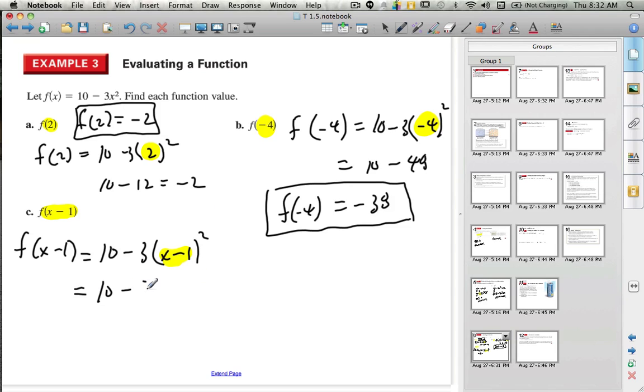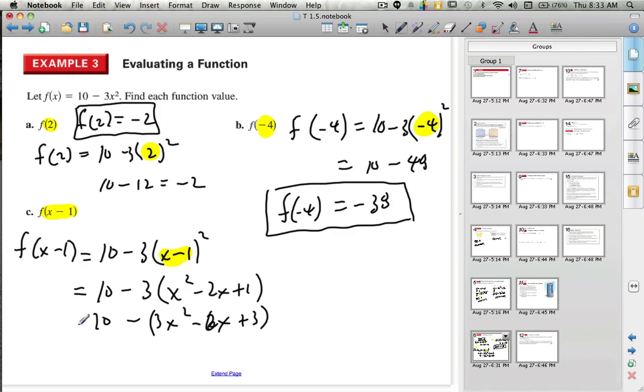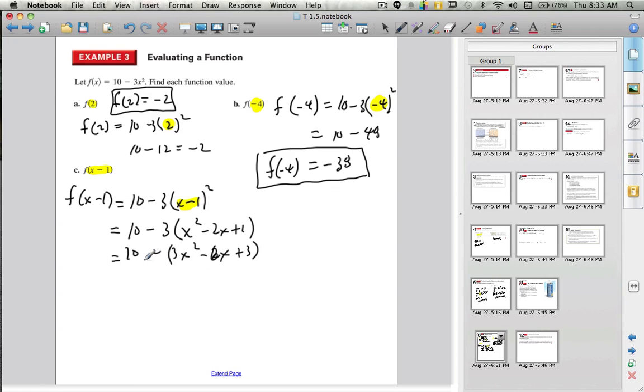10 minus 3 times x minus 1 squared is x squared minus 2x plus 1. When I distribute the 3, I'll have 3x squared. I've got to keep these parentheses on at this point. Minus 6x plus 3. And then when I distribute and take the parentheses off, I'll have 10 minus 3x squared plus 6x minus 3. Because remember, I'm distributing negative 1.